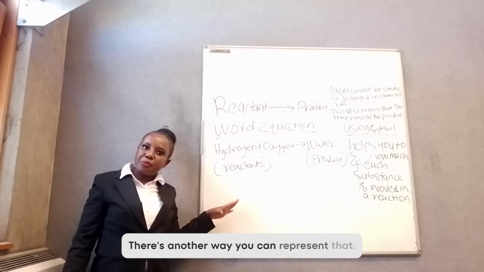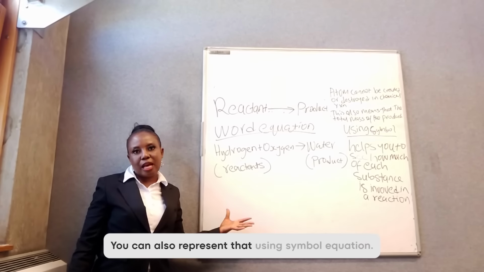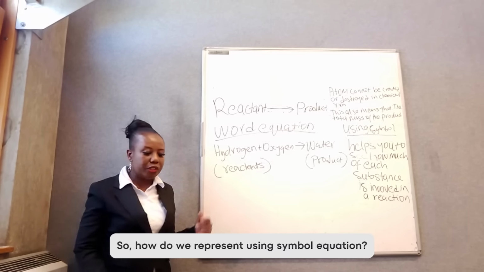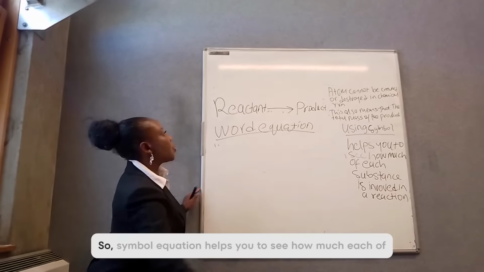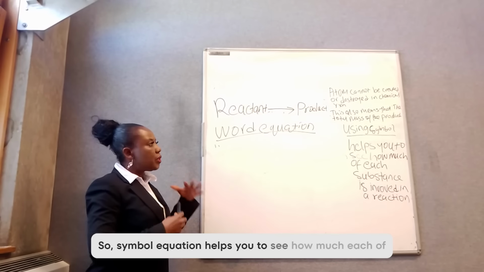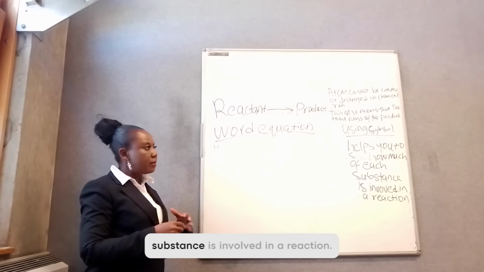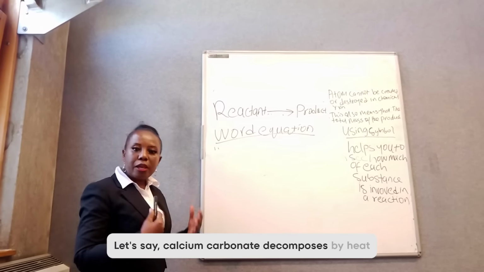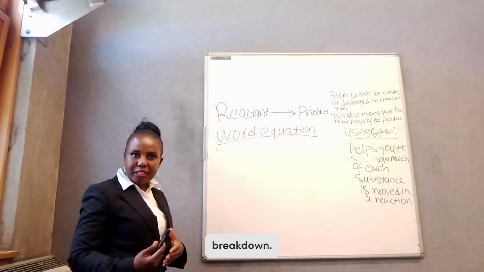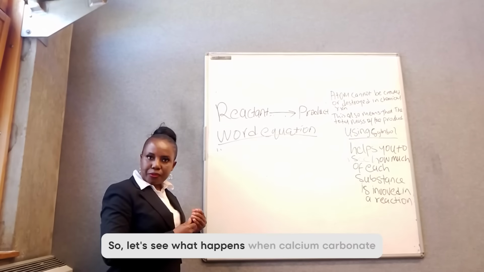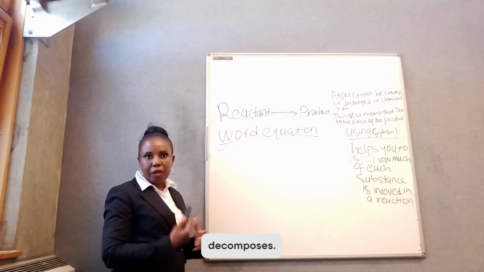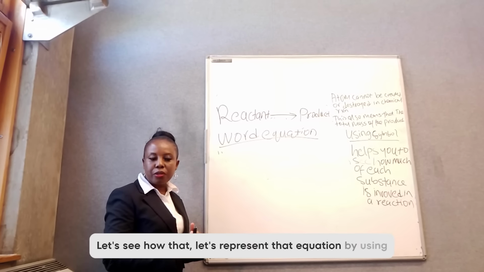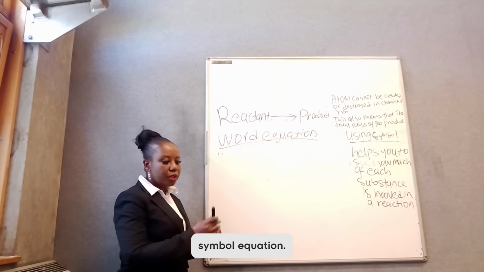There's another way you can represent that. You can also represent that using a symbol equation. So how do we represent using a symbol equation? A symbol equation helps you to see how much of each substance is involved in a reaction. Let's say calcium carbonate decomposes by heat breakdown. Let's see what happens when calcium carbonate decomposes, and let's represent that equation using a symbol equation.